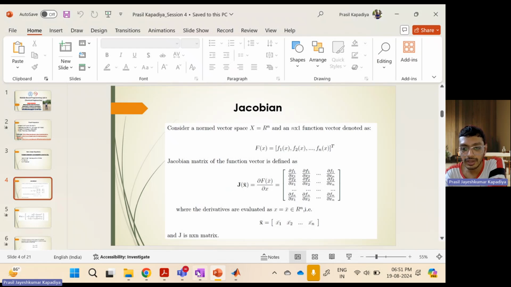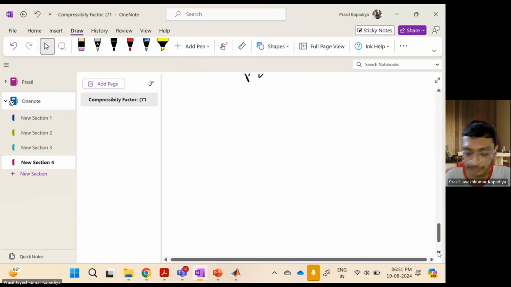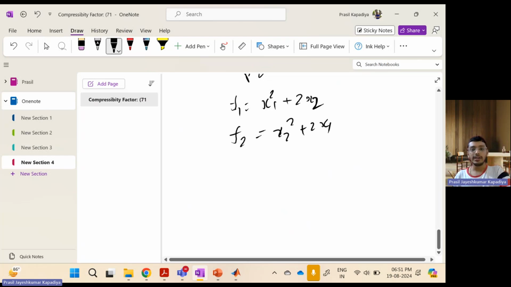So let's just take one example here. Let's say my function f1 is equal to x1 square plus 2 x2, and my f2 is equal to x2 square plus 2 x1. And I want to find the Jacobian.